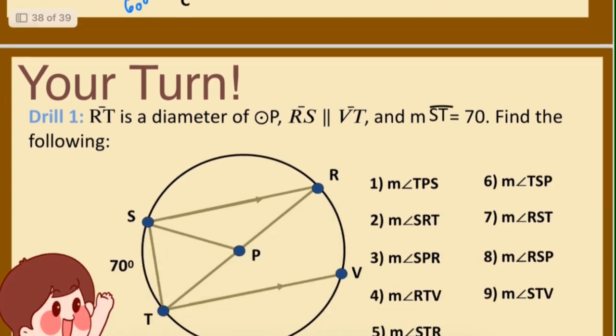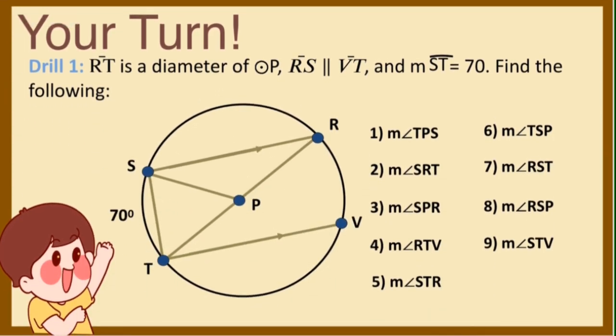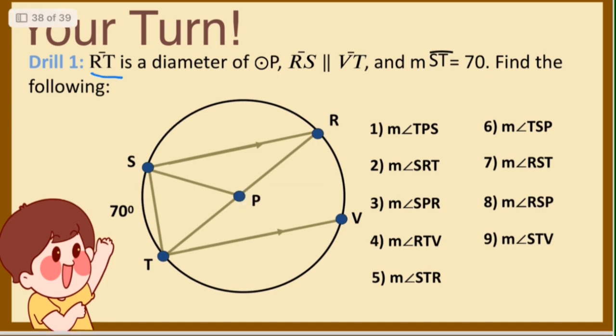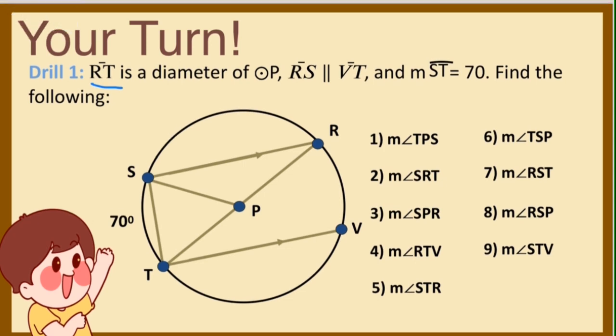Finally, the end of the yapping. Here we have again, let's try not to think of the questions or things we're looking for. Let's start here. RT is a diameter. It's already mentioned. If RT is a diameter, and you already have 70 degrees here, 180 minus 70, the answer is 110. So SR is 110.